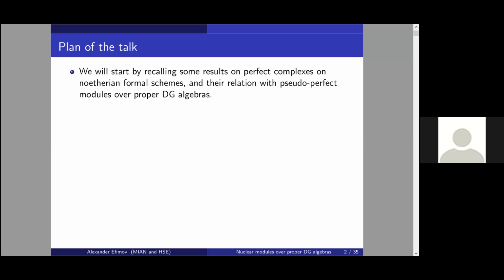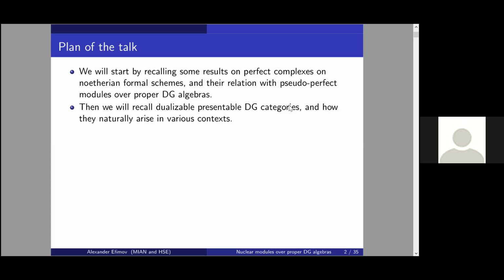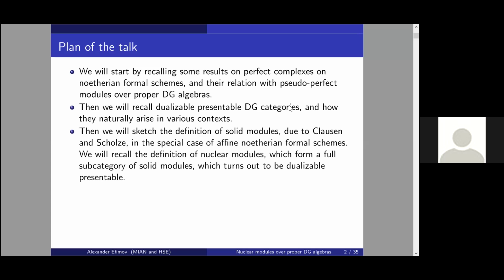I will start by recalling some results. I will be interested in commutative algebraic geometry, mostly just in formal schemes, and then I will explain what it means in terms of non-commutative proper DG algebras. But I will start by recalling some results on perfect complexes, on usual Noetherian formal schemes, and how they are related to pseudo-perfect modules over proper DG algebras. Then I will recall dualizable presentable DG categories and how they naturally arise in different contexts.